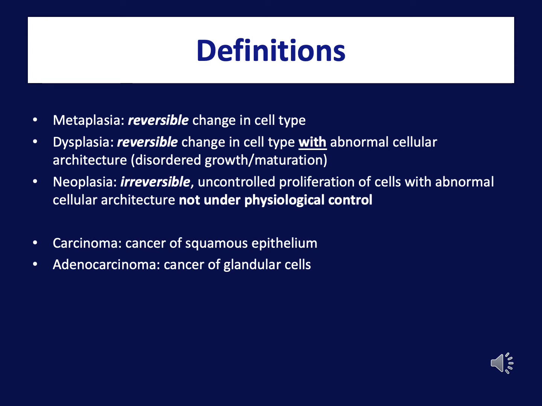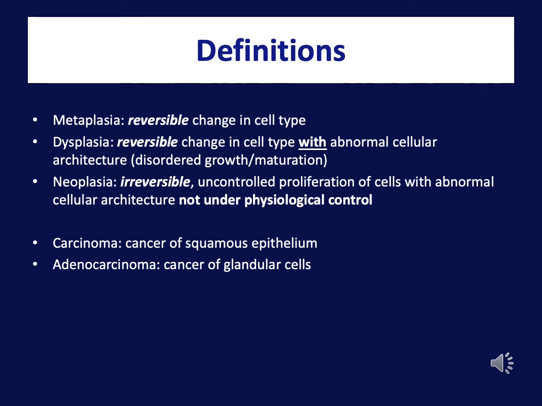Dysplasia is one step above metaplasia, so it's a reversible change in cell type with abnormal cellular architecture. So what this means is there's precancerous changes within the cell. The cell itself is resembling cancer, it's changed type, but it's not malignant yet and it's not irreversible.